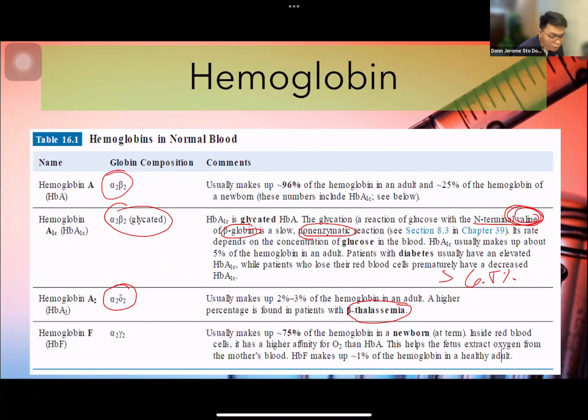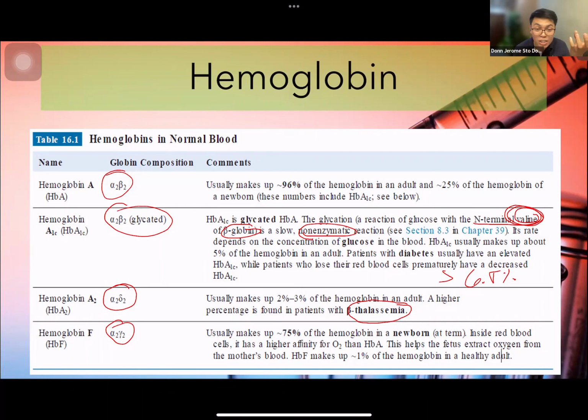Alpha 2, delta 2. Fetal hemoglobin, made up of alpha 2 and gamma 2, makes up 75% of hemoglobin in newborns, and please remember, they have a higher affinity to oxygen than your adult type of hemoglobin. Is that beneficial for the fetus to have higher oxygen affinity than adult type hemoglobin? Yes, because the mother, what's the hemoglobin that you see in the mother? That's hemoglobin A, and in your fetus, the majority of their hemoglobin is fetal hemoglobin.